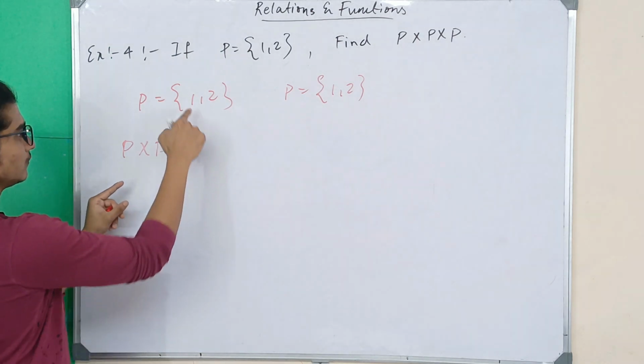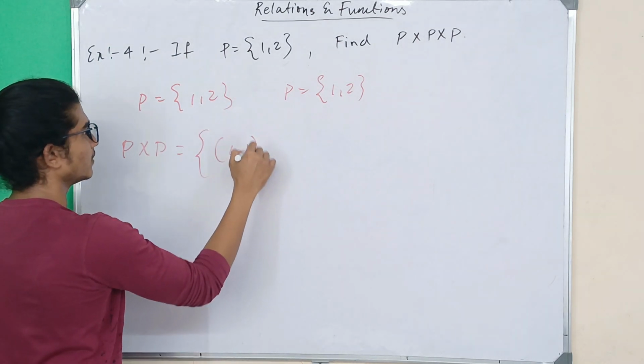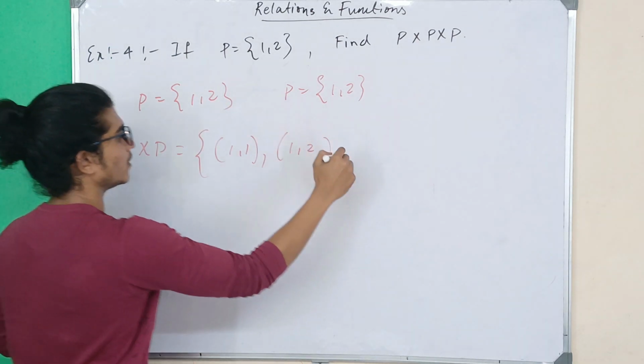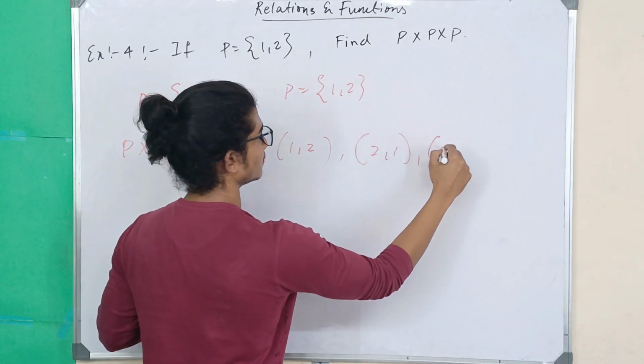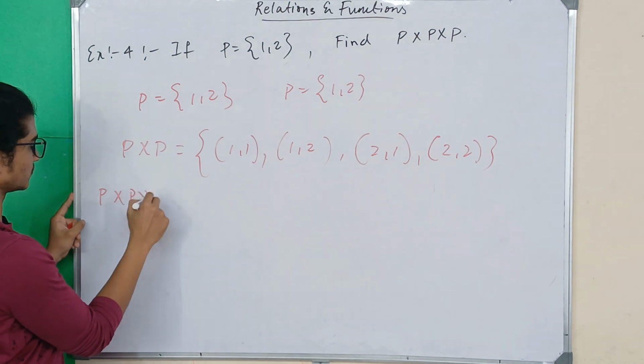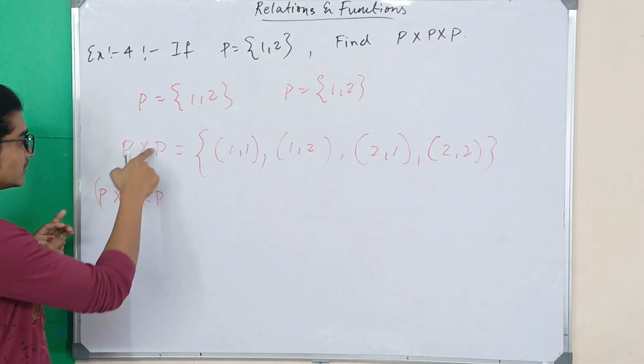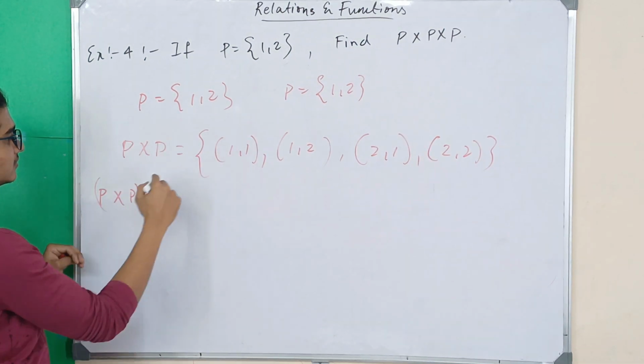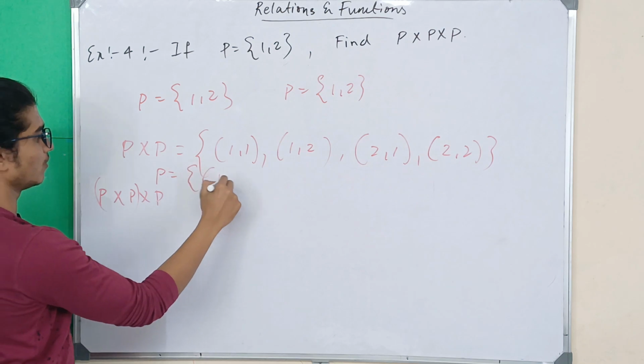So (1,1), (1,2), (2,1), and then you have (2,2). So this is the first, and then you have P cross P cross P. This is what you're supposed to find. So we have this, and then take another P and just multiply this. So take another P, {1, 2}.